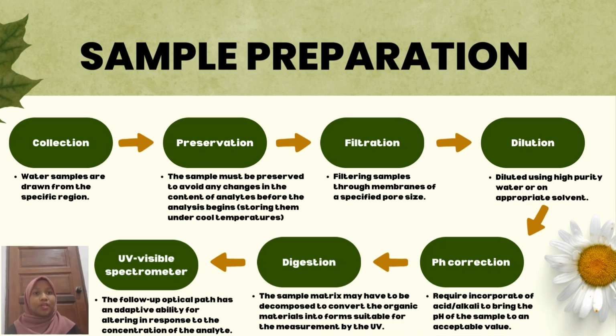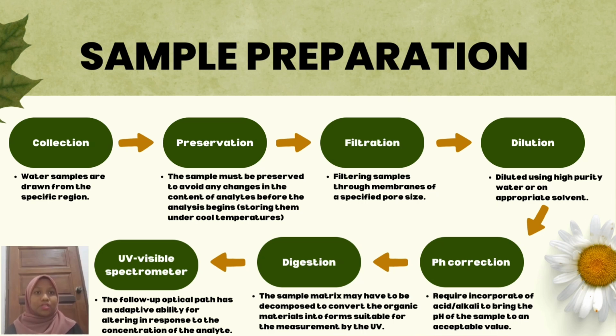This could be through incorporating additives such as preservatives or some other methods like storing the sample under certain conditions, for example, storing them under cool temperatures. Filtration is the next step, which aims to eliminate particles that may cause interference to the spectroscopy analysis by filtering the sample through membranes of a specific pore size. This step helps to eliminate all the interfering characteristics of the water sample and get the sample totally dissolved and ready for analysis.